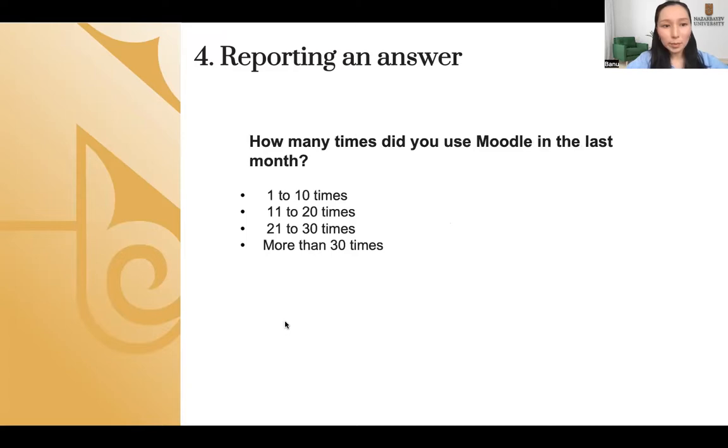Let's take an example. How many times did you use Moodle in the last month? And we have response categories 1 to 10, 11 to 20, 21 to 30, and more than 30. I would like to ask today's audience, do you think everybody will be comfortable answering this question?